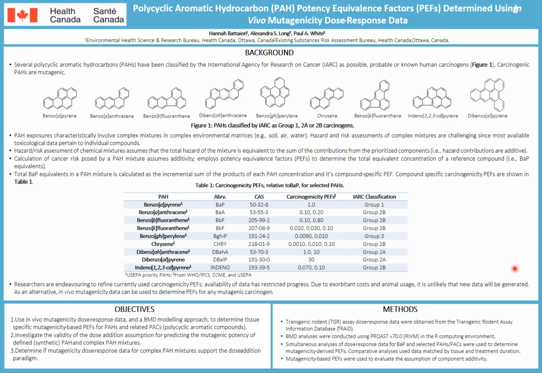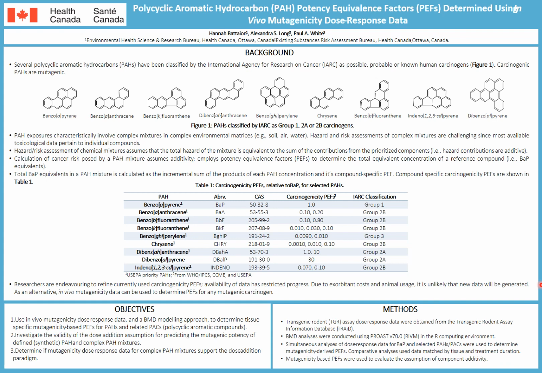PAHs are formed by the incomplete combustion of organic materials such as coal tar. Many have been classified as human carcinogens with a mutagenic mode of action. Risk assessments employ potency equivalence factors, or PEFs, which convert the concentration of a selected PAH into that of a reference compound, in this case BAP.